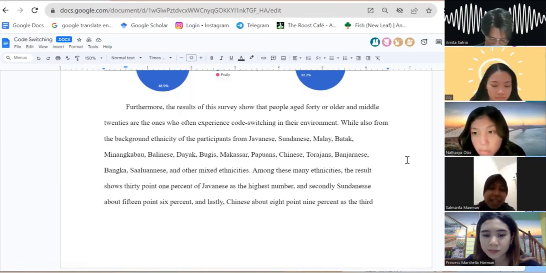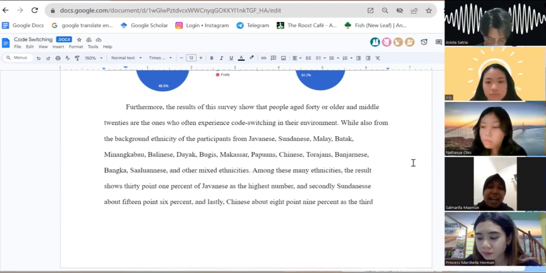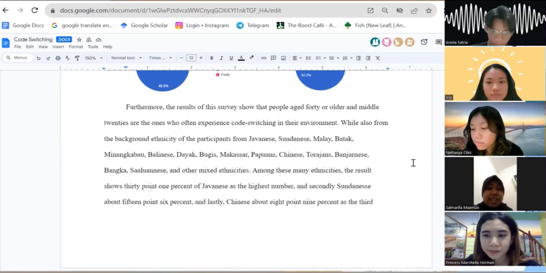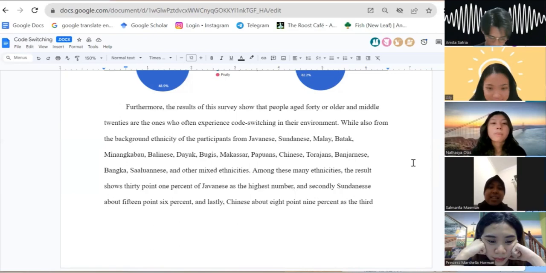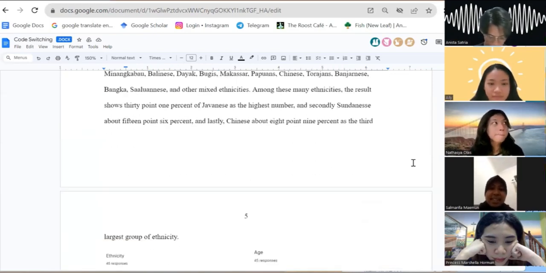Malay, Batak, Minangkabau, Balinese, Dayak, Bugis, Makassar, Papuans, Chinese, Torajans, Banjarnese, Bangka, and Saluanese, and other mixed ethnicities are all participants. Among these many ethnicities, the result shows that 30.1% are Javanese as the highest number, the second one is Sundanese, and the last is Chinese as the third largest group of our participants' ethnicities.